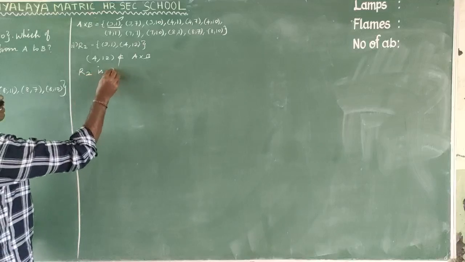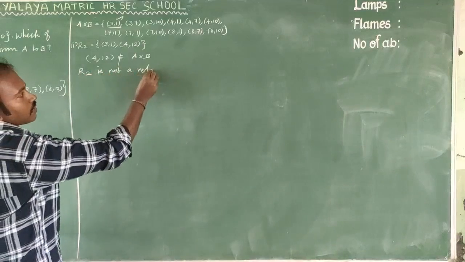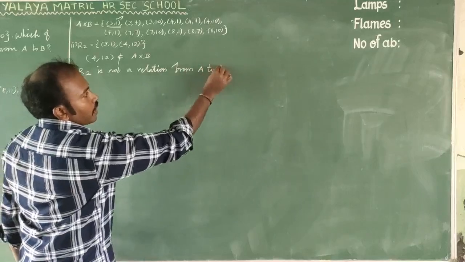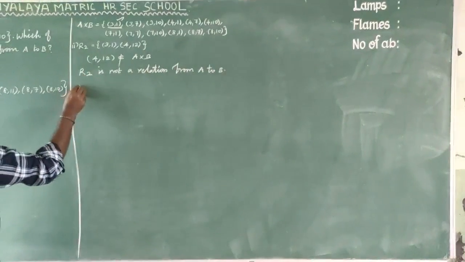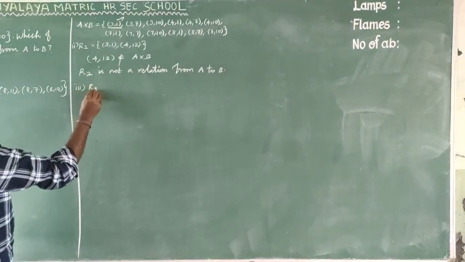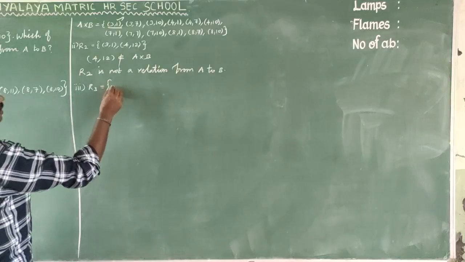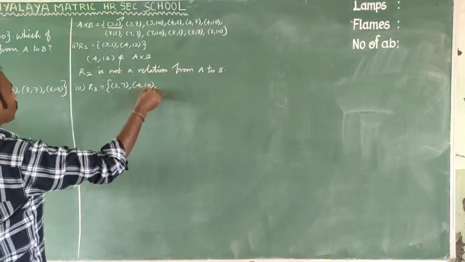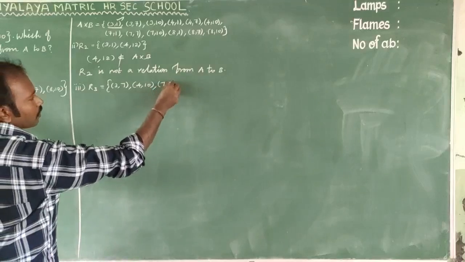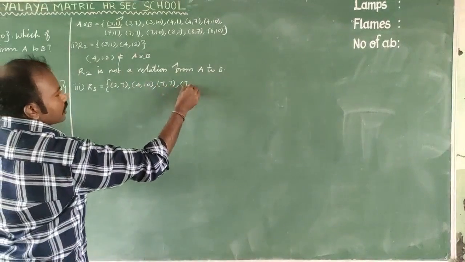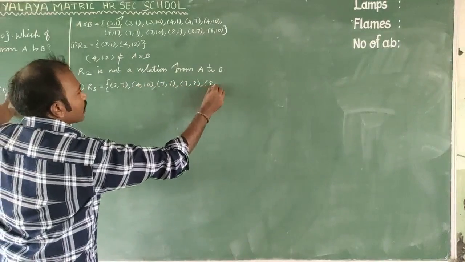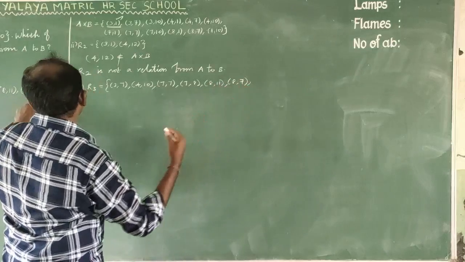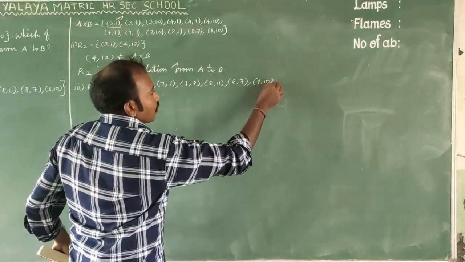R2 is not a relation from A to B. That's all. Next, third subdivision. R3 = {(3,7), (4,10), (7,7), (7,8), (8,11), (8,7), (8,10)}.